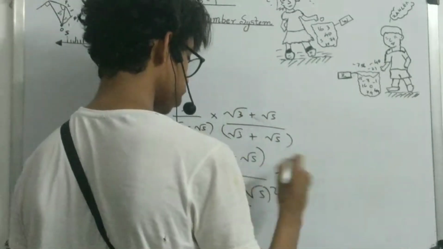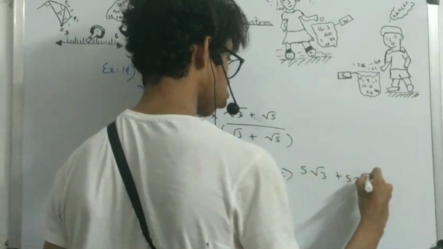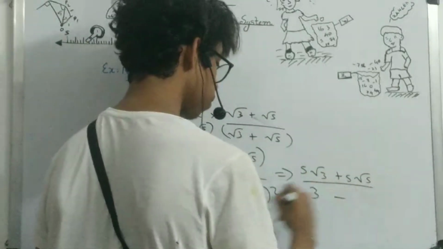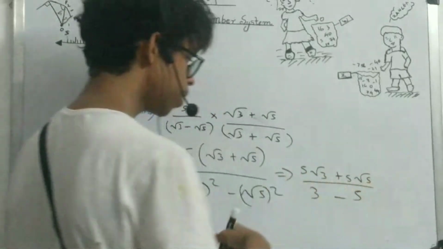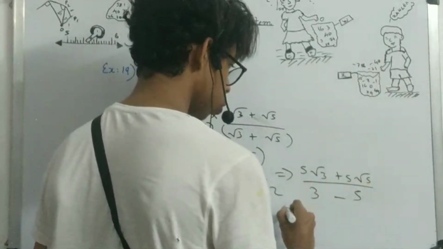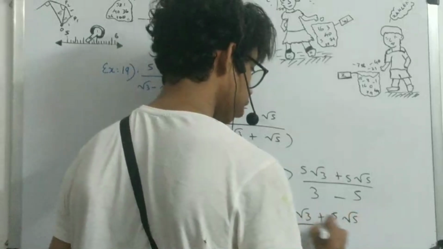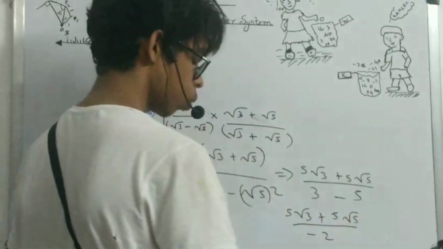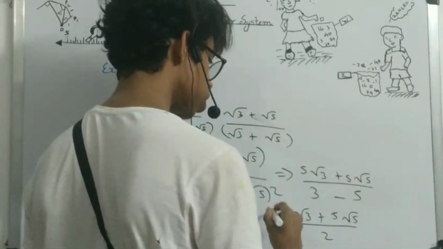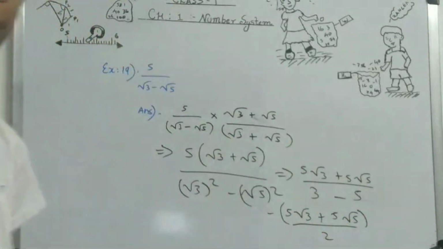So here we can just open it up and write 5 root 3 plus 5 root 5 the whole divided by root 3 the whole square is 3 minus root 5 the whole square is 5. So if you see here 3 minus 5 is minus 2. So you will get 5 root 3 plus 5 root 5 divided by minus 2. So we should never keep the minus sign in the denominator. So just take it into the numerator and write it. Okay.